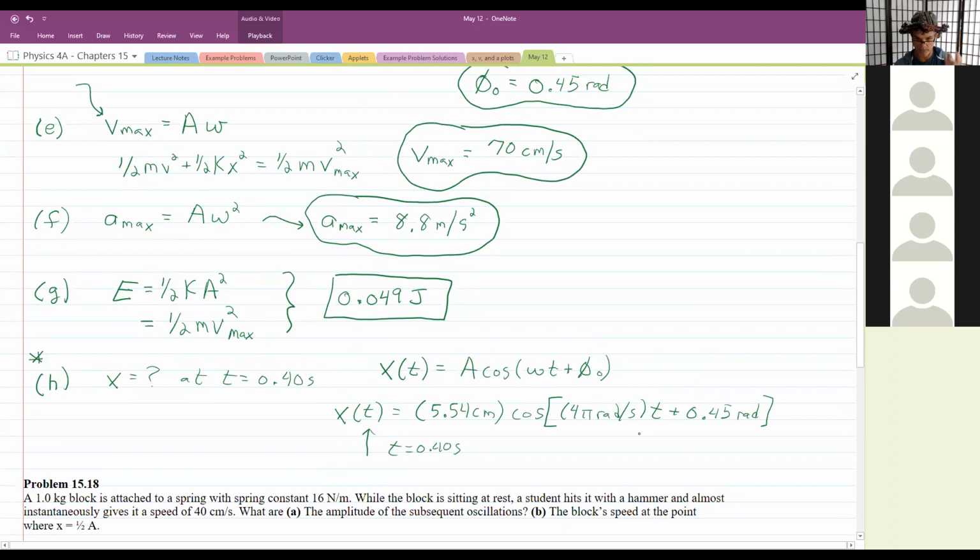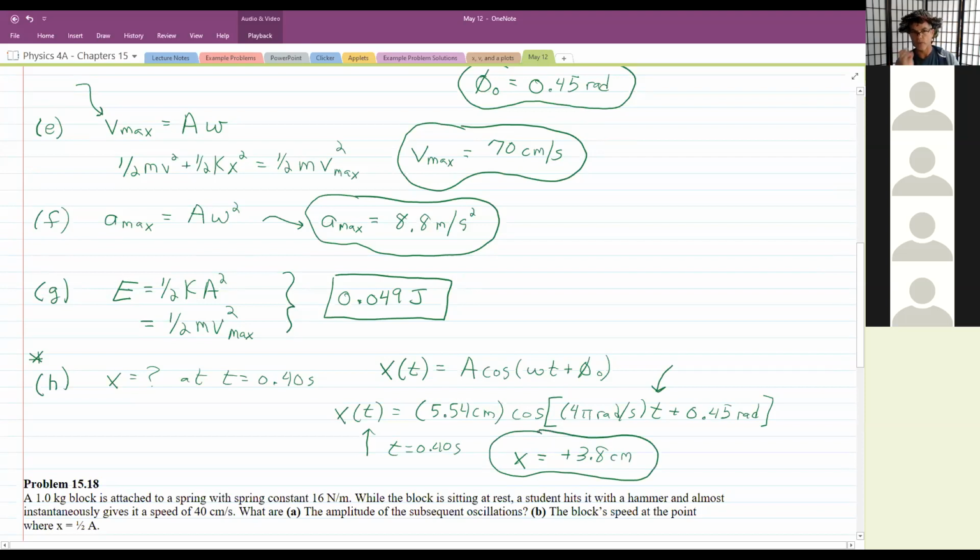Again, let me just skip plugging in the values, but you're just plugging in 0.4 seconds for t, evaluating the cosine of whatever this expression turns out to be, multiplying it by 5.54, and what you're going to get is x equals plus 3.8 centimeters.